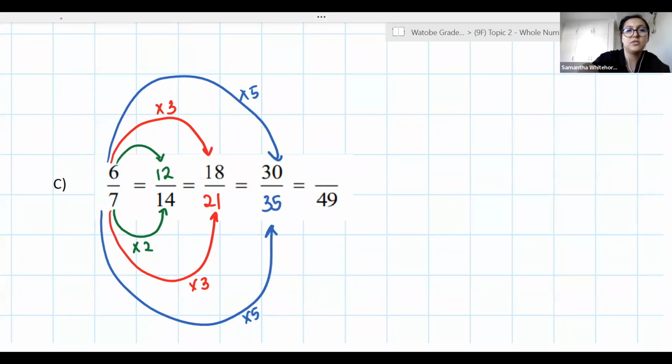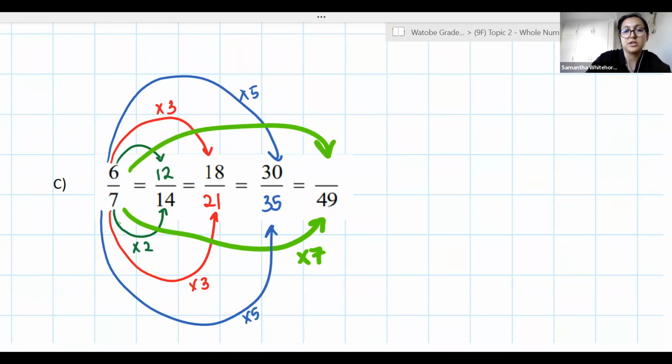Okay, guys. So we've got all of those answers here. We see that in each case, we're multiplying by the same thing at the top and the bottom in order to get our equivalent fraction. So our equivalent fractions here are 12/14, 18/21, 30/35, and 42 over 49.